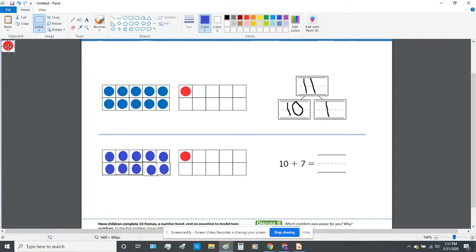1, 2, 3, 4. Oh goodness. 5. Hopefully you're having a lot more ease at this. 6 than I am grabbing. 7. All right. So there's my 7 extra.